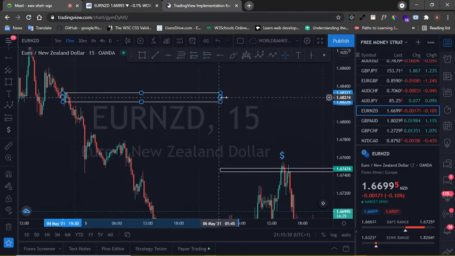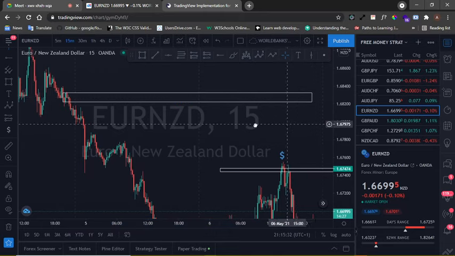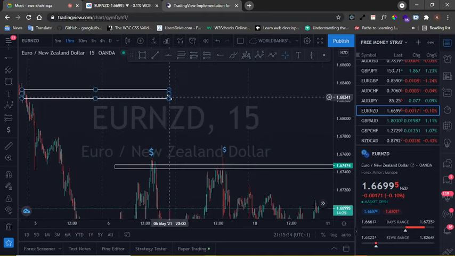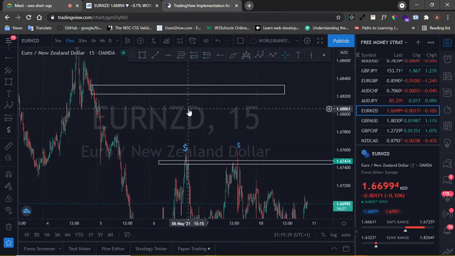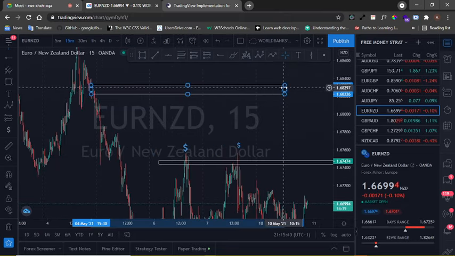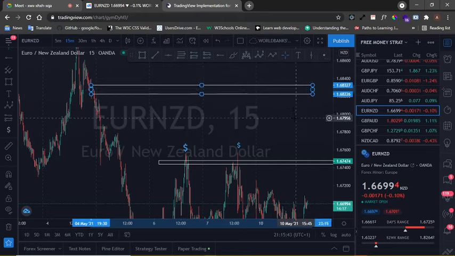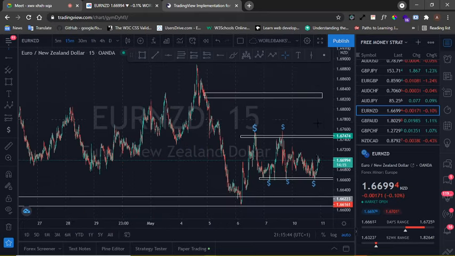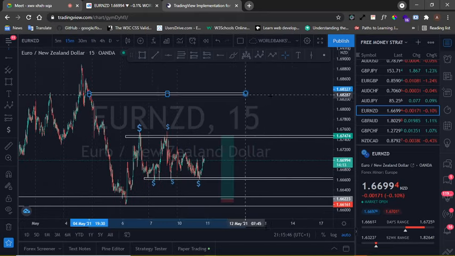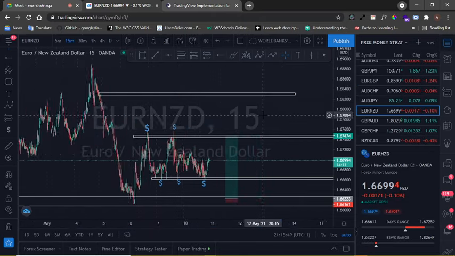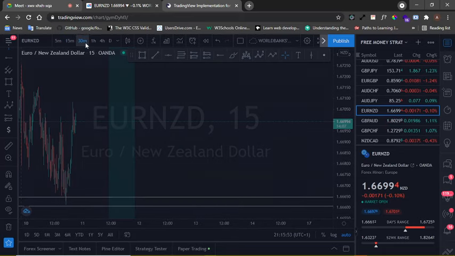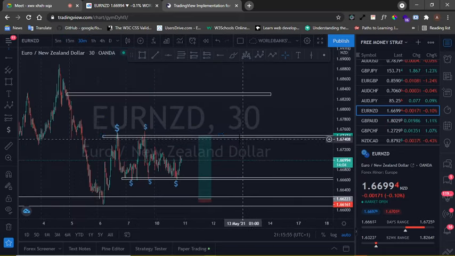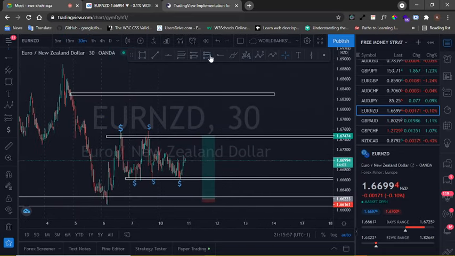So I'm waiting. NZD, Euro NZD. My orders are there. You know this one now. I've set my orders because I want to enter with liquidity. So I don't need 5 minutes confirmation again for the order block. So if I want to sell, I'll be selling this one here. Okay, let's go back to the 30 minutes time frame. So I'll be selling at this point.